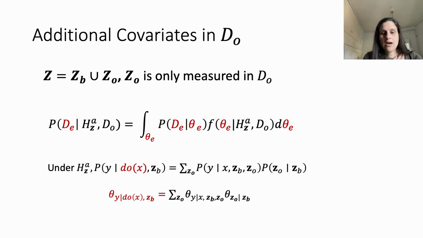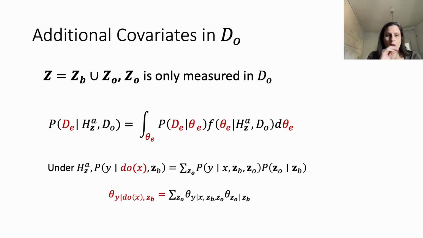We also allow in our method for some of the covariates to not be measured in the experimental data, to only be measured in the observational data. And in this case, we can still score the experimental data using the observational data. The parameters will be the parameters for the variables that are just in the experimental data, but we can get a posterior for these parameters using the adjustment formula, essentially.